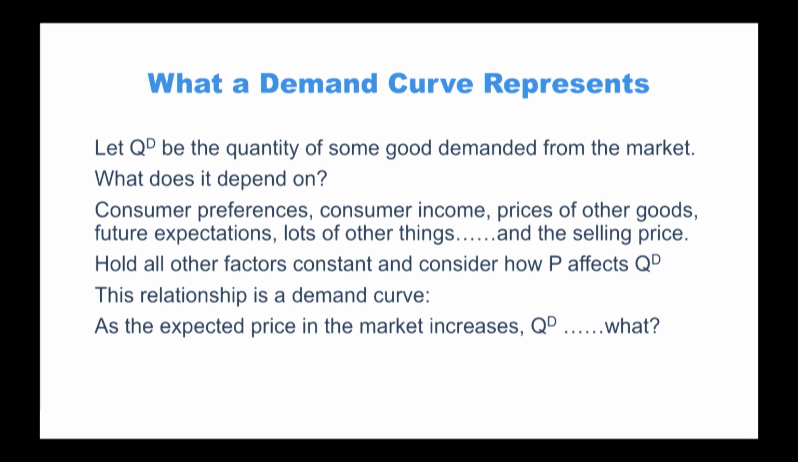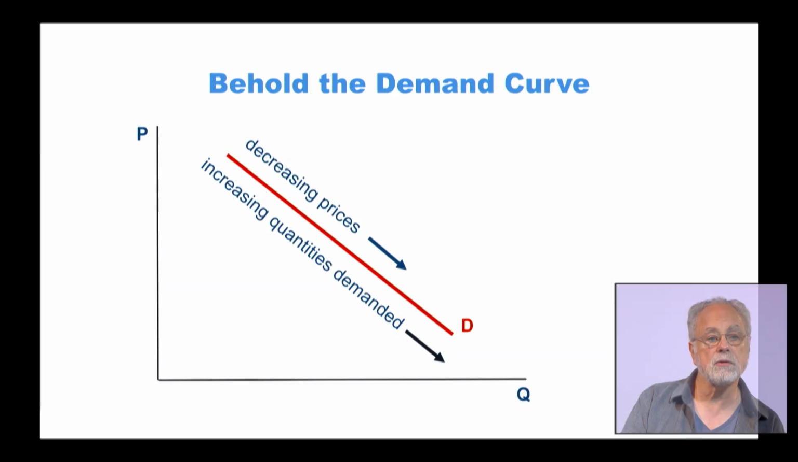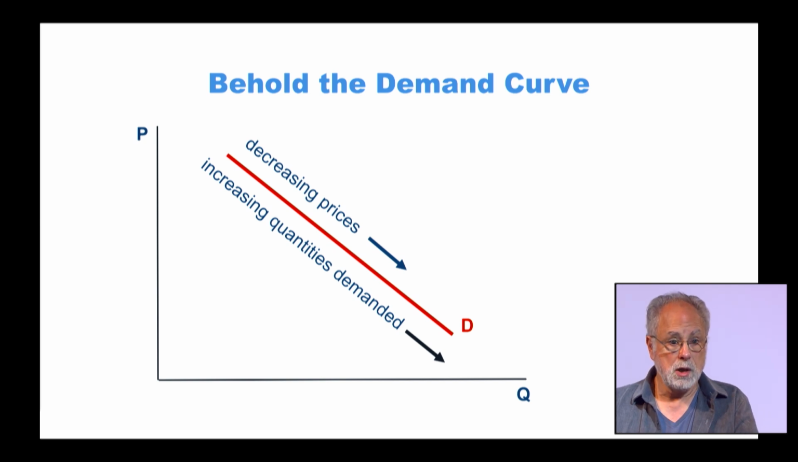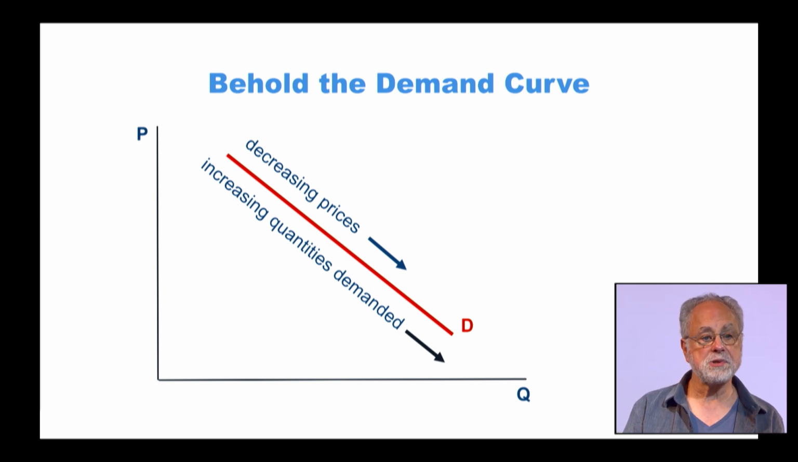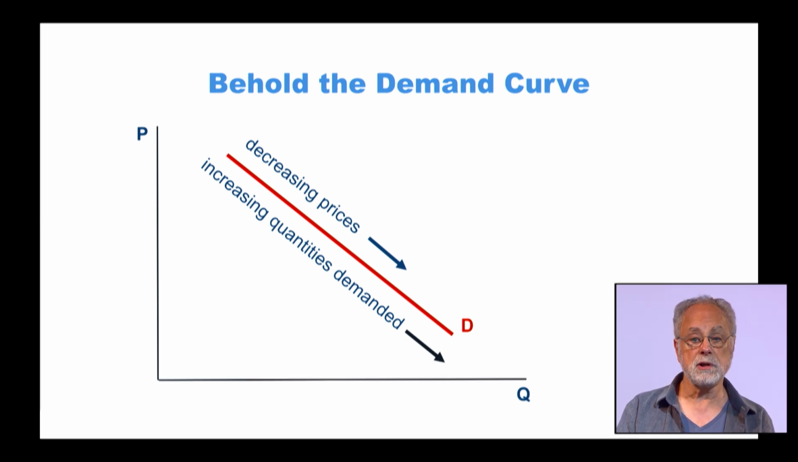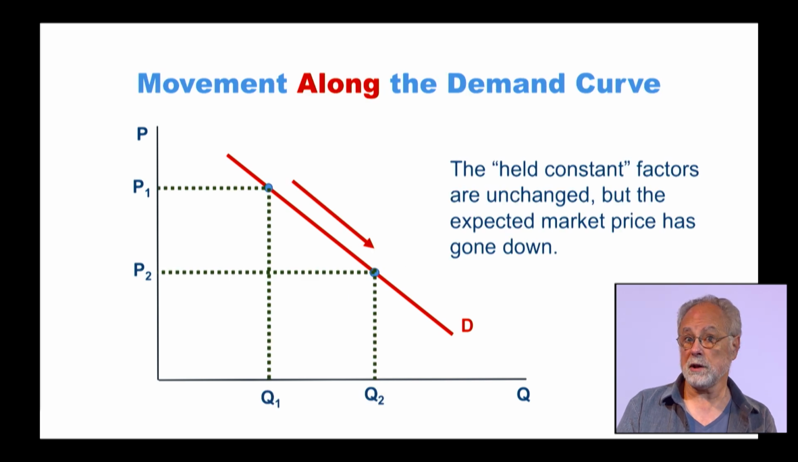Well, presumably it would go down. At higher prices, people would typically buy less. So the demand curve is downward sloping. Decreasing prices are associated with increasing quantities demanded as we move from the upper left to the lower right. So that's pictured again in the movement along the demand curve.